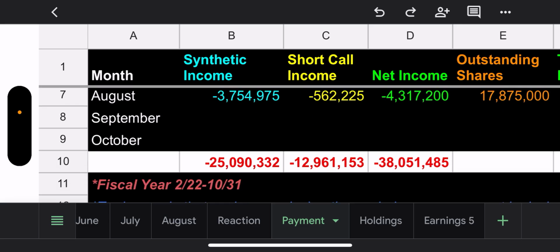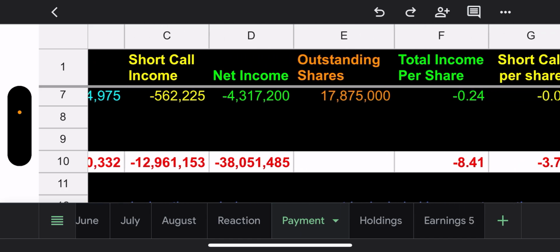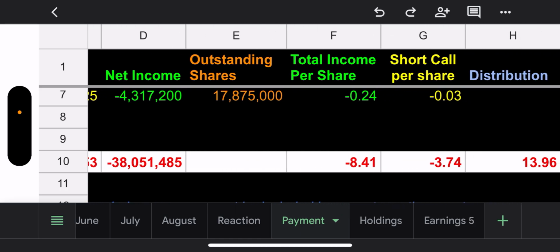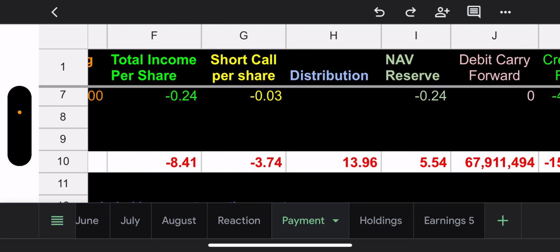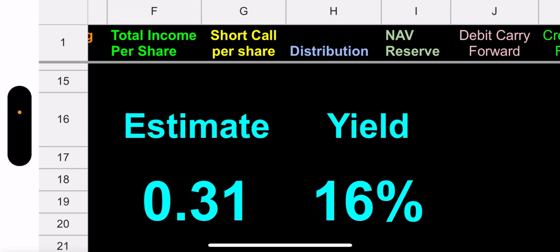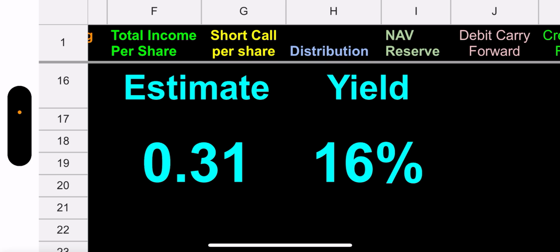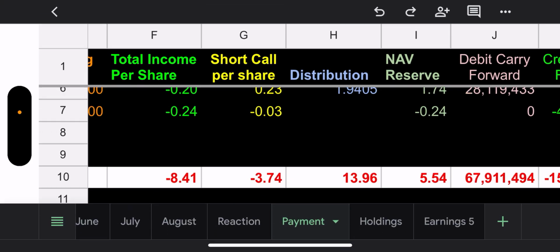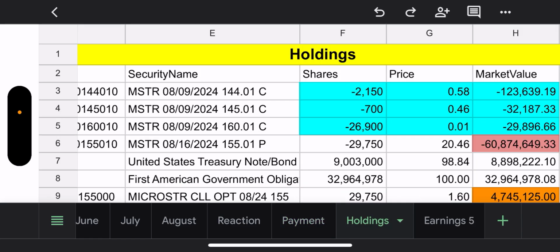All right, so for August, synthetic income they got 3.7 mil. Short call income, 562,000. Then we got net income, 4.3 mil. Total net income, 24 cents. Short call income, 3 cents a day. Throw the short call income in the estimator, and we're getting a big payment. We're going to get 31 cents, baby. 16% yield. Remember the days when 16% yield was amazing? Not anymore. Welcome to the YieldMax era.